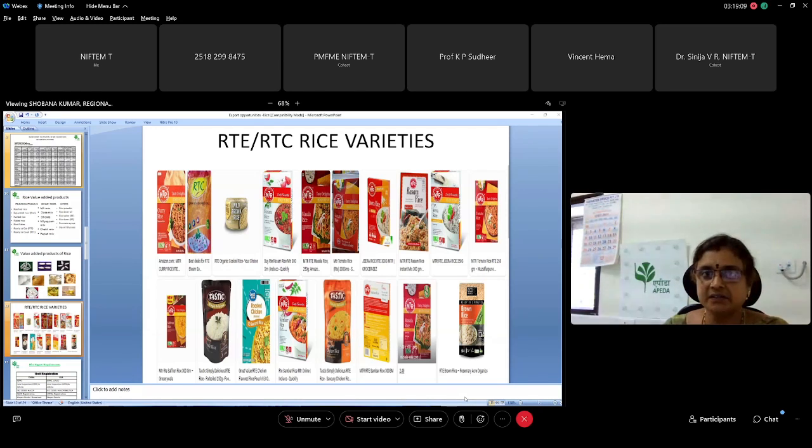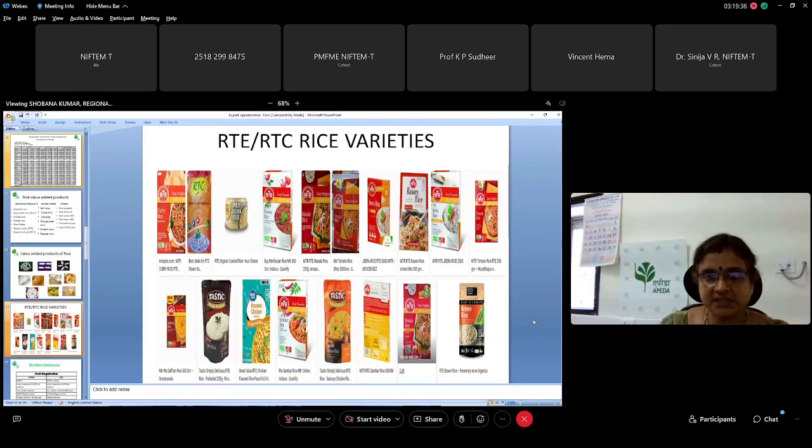And there are also ready to cook varieties like pongal and khichdi, where you just have to take out the mix and put it in hot water. Everything is already prepared. You just heat water, add the mixture, and you get ready to eat khichdi and pongal varieties. These are all the value added rice products that are exported.